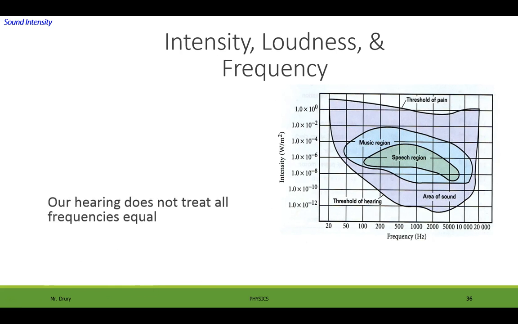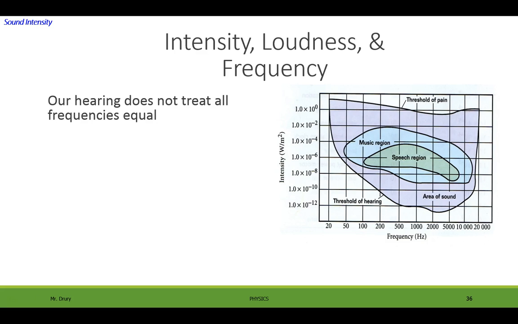All right. Our hearing does not treat all frequencies equally. This is a drawing of intensity on the y-axis versus frequency on the x-axis. Obviously this scale is not linear. It's all over the place if you look at it, and that's just so it fits into a nice, easy, manageable space. You can notice a few things as we go through this. We don't hear all frequencies the same. Some frequencies, like down here, we hear at a much lower intensity than way up here.